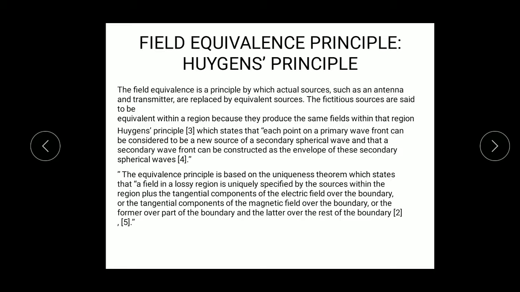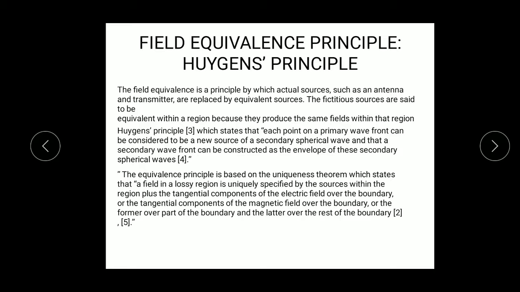Huygens principle states that each point on the primary wave front can be considered to be a new source of secondary spherical waves, and that a secondary wave front can be constructed as an envelope of these secondary spherical waves. Meaning, there are two sources, the primary source and the secondary source.